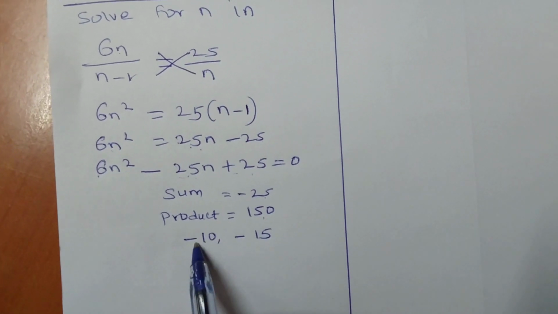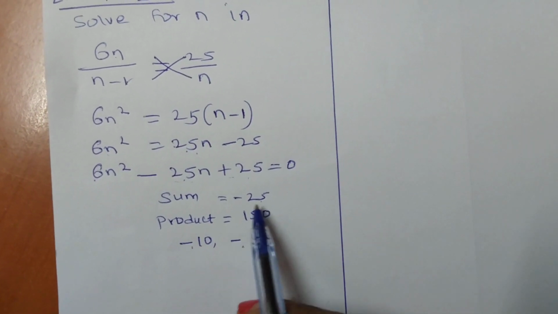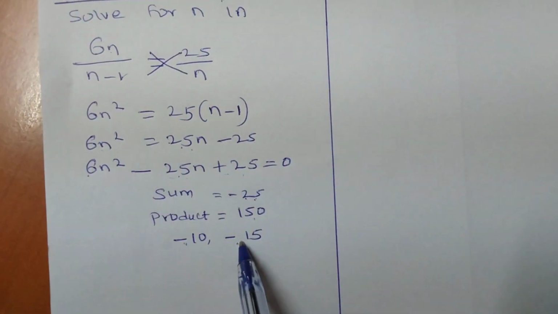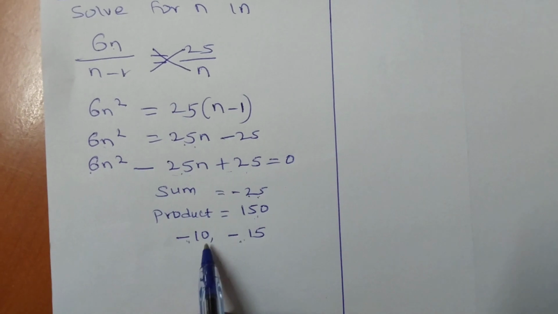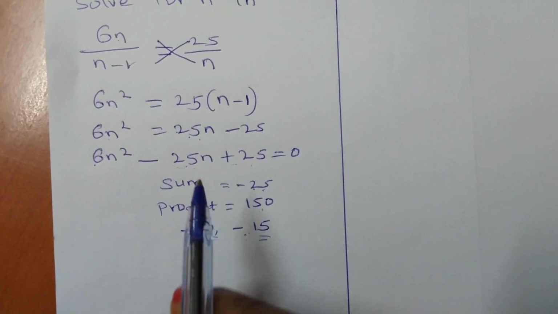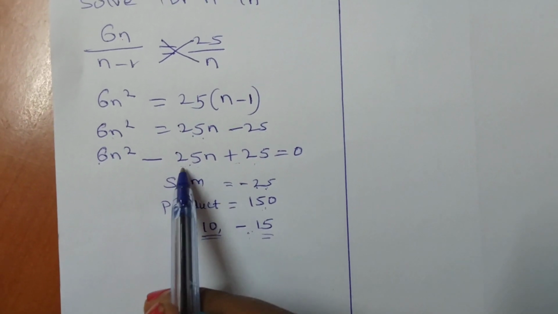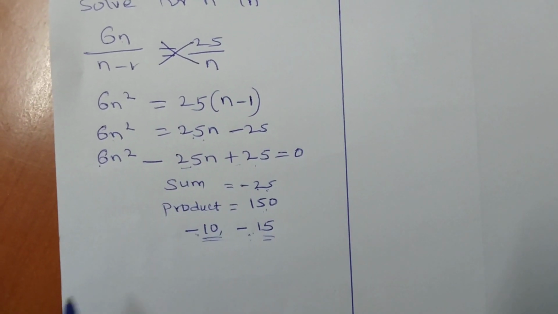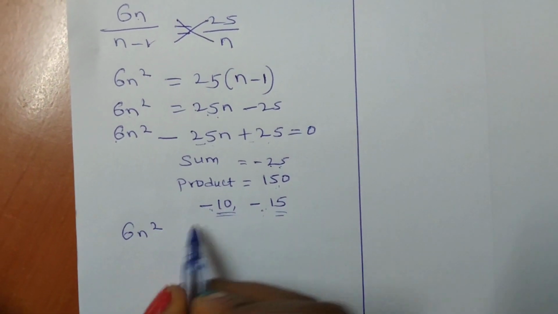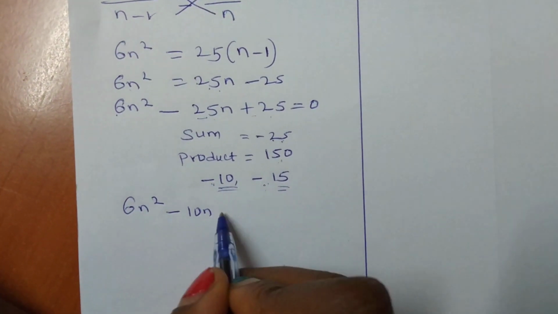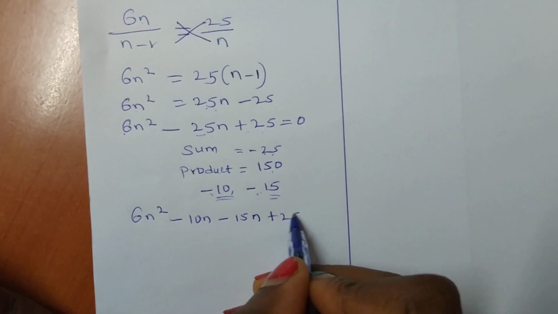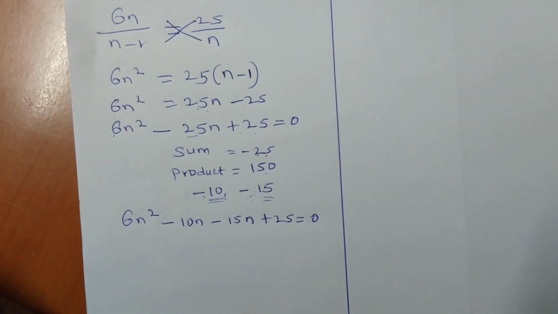When we say negative 10 plus negative 15, we get negative 25. Negative 10 times negative 15, we get positive 150. So these values that were found here are the values that we are supposed to replace the 25n with. So here we have 6n squared minus 10n minus 15n plus 25 is equal to 0.